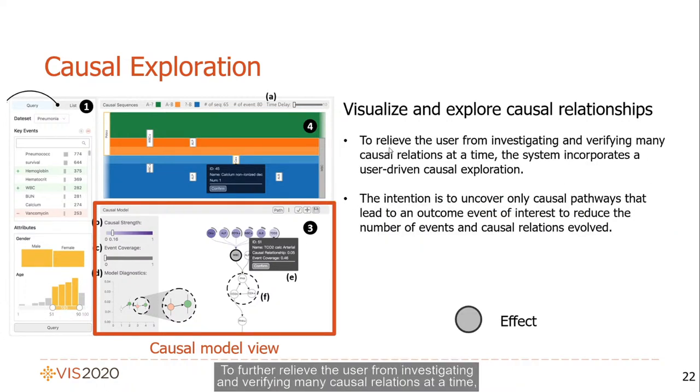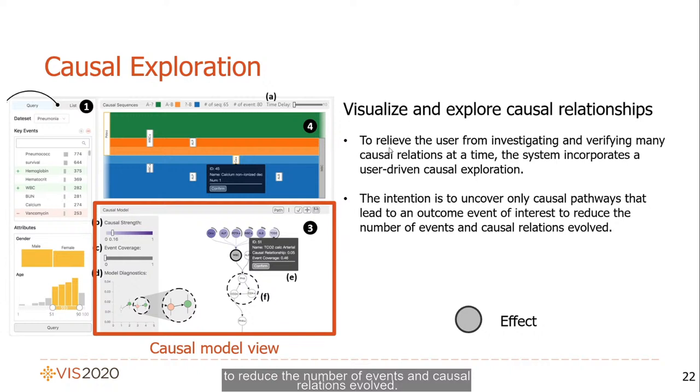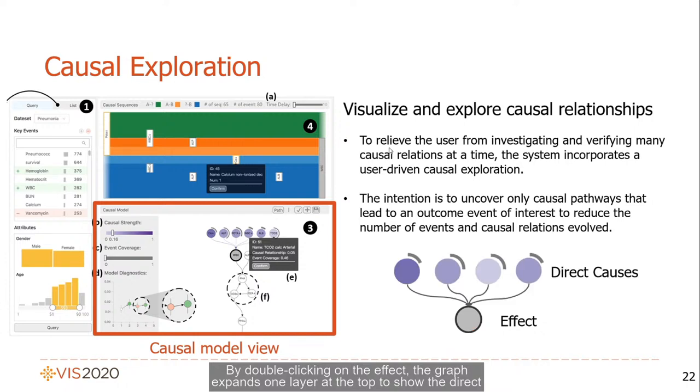To further relieve the user from investigating and verifying many causal relations at a time, the system incorporates a user-driven causal exploration. The intention is to uncover only causal pathways that lead to an outcome event of interest, to reduce the number of events and causal relations involved. This procedure starts by selecting an outcome event as an initial effect. By double-clicking on the effect, the graph expands one level at the top to show the direct causes.